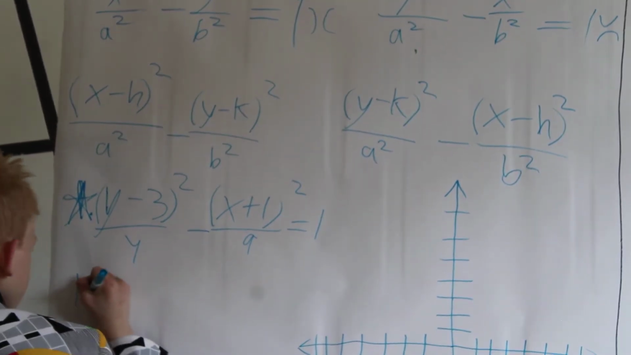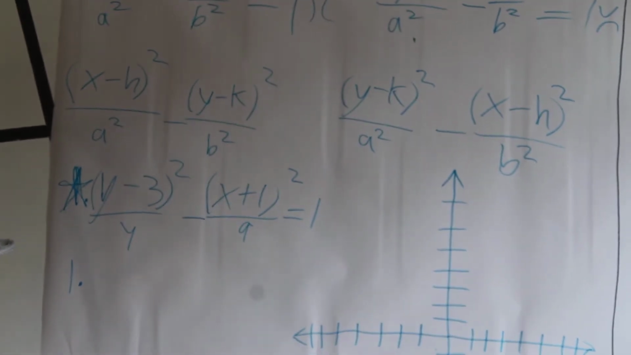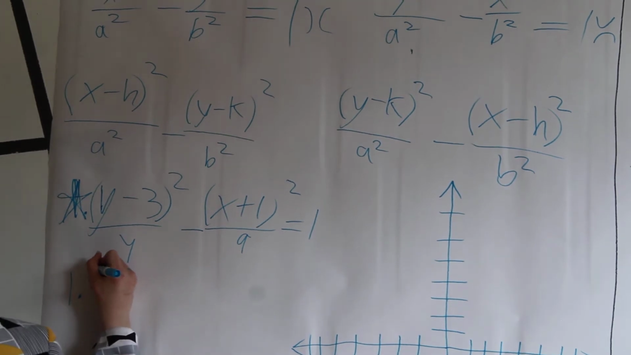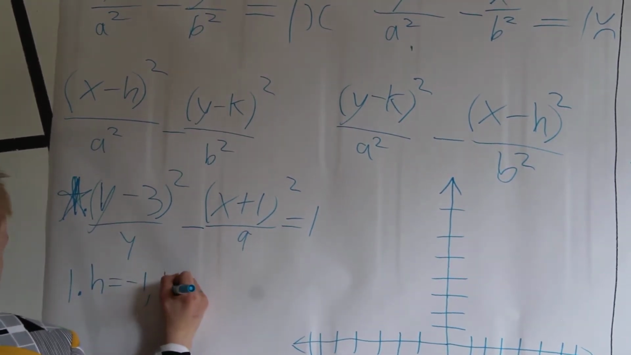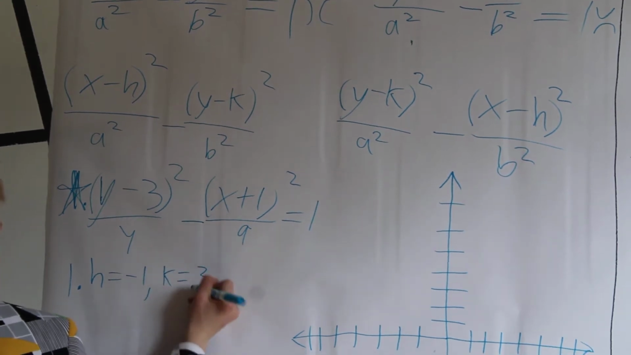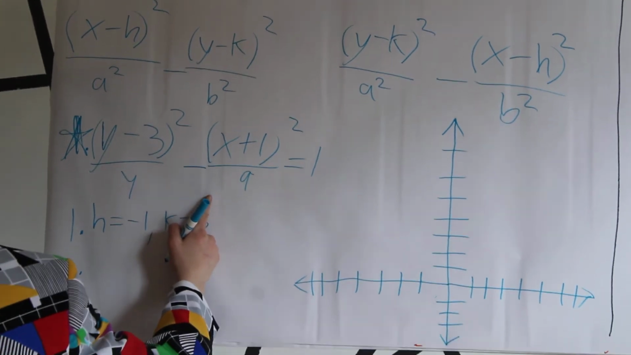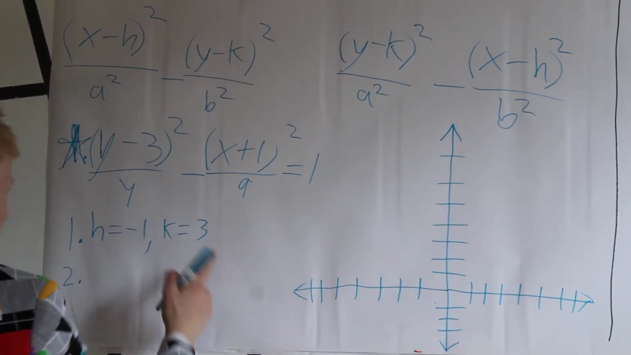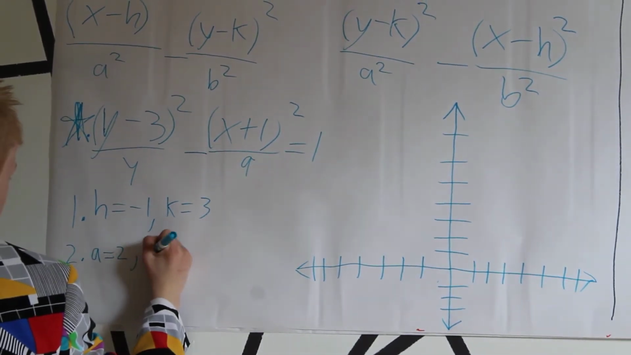Alright, so our first step, this one is very important. You need to get your h and your k. H equals -1 and k equals 3. Our next step is going to get our a and our b. Our a equals 2 and our b equals 3.